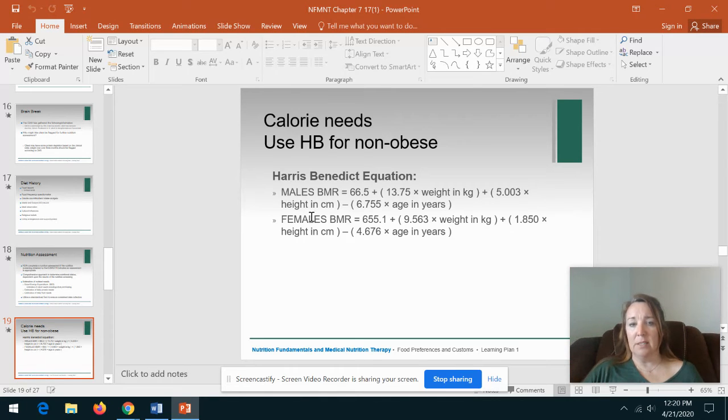So typically the height in centimeters is going to look like 160, 180, somewhere in that range. If you're using a number like 1.65, that's their height in meters, and you figured that out by doing their BMI, but make sure you're using centimeters. And then you need their age in years.